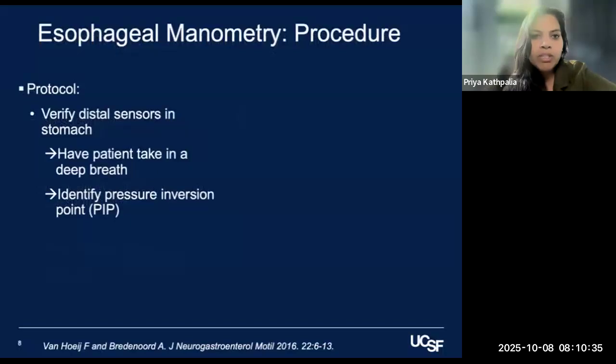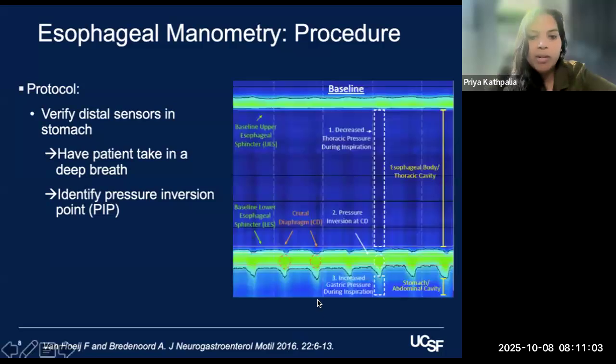Now, we do want to make sure that we verify that the distal sensors of the catheter are in the stomach. So we have the patient take in a deep breath, and this allows us to confirm that the catheter is through the diaphragm. And we want to identify the pressure inversion point. This is the point where the negative intrathoracic pressure associated with inspiration inverts to the positive intra-abdominal pressure. So this is usually the pressure inversion point, which often coincides with where the lower esophageal sphincter is.